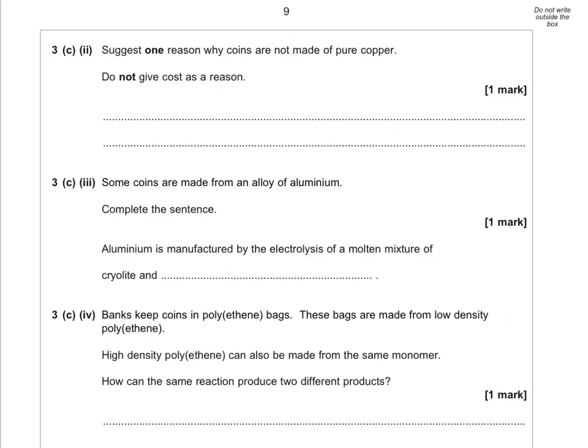Question 3C2. Suggest one reason why coins are not made of pure copper. Do not give cost as a reason. Now, this links to what we said about alloys versus pure metals. Pure metals are normally a lot softer than alloys. Okay, so copper is a lot softer. You can also say it's malleable or it bends. You could also say that copper is running out.